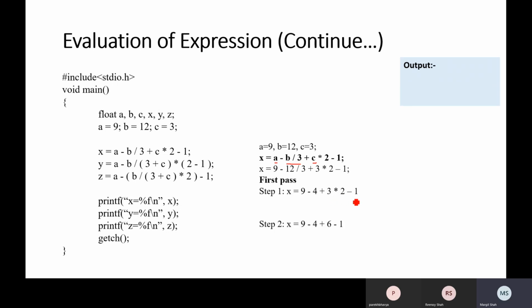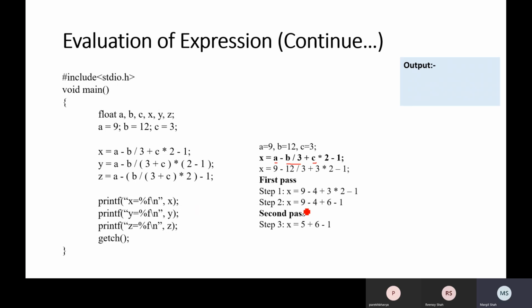That is my step 2. 3 into 2, 6, right? This is my first pass. In the first pass, I can execute multiplication and division, which we know have higher priority, right? Now the second pass, that is a subtraction first.